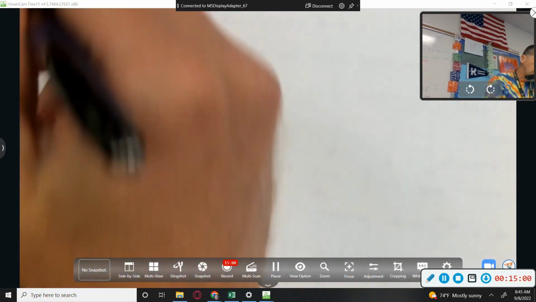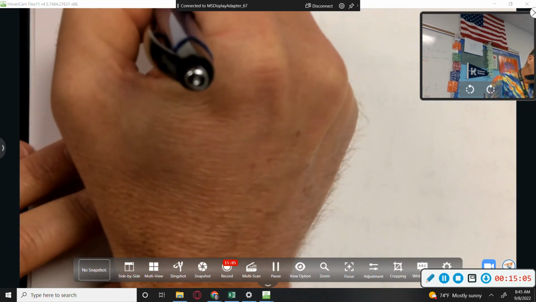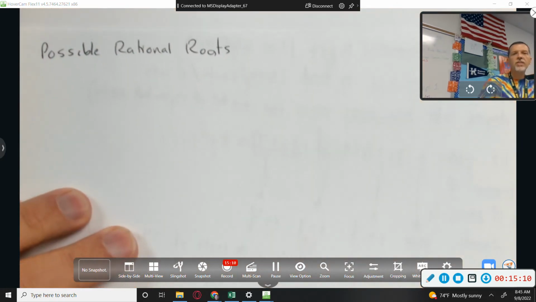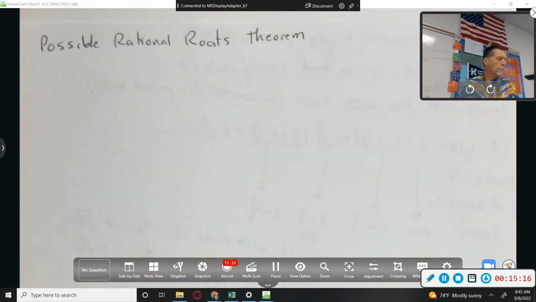All right, the new thing for today is the possible rational roots theorem. It's a long title. Possible rational roots theorem. I'm trying to figure out how to say it or write it easier than I already have it written.